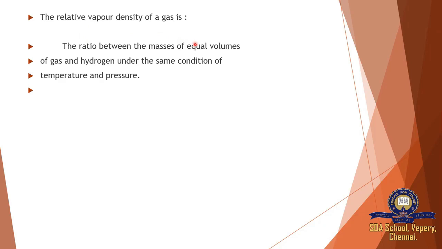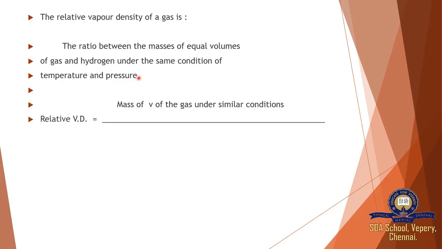Relative vapor density of a gas. It is derived by the relationship, the ratio between the mass of equal volumes of a gas and hydrogen under the same condition of temperature and pressure. Same condition, we already know, is STP. The ratio between the equal volume of gases has been compared to the hydrogen atom.